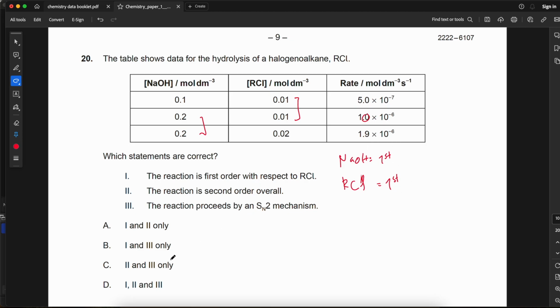Okay, so actually all of them are correct. And the reaction proceeds by an SN2 mechanism, because SN2 is second order overall. SN2 mechanism proceeds in one step, a second order reaction. SN1 proceeds in 2 steps, but is a first order reaction. That's the difference. That's why the reaction proceeding by SN2 mechanism is correct, because the SN2 mechanism has second order reaction in total.